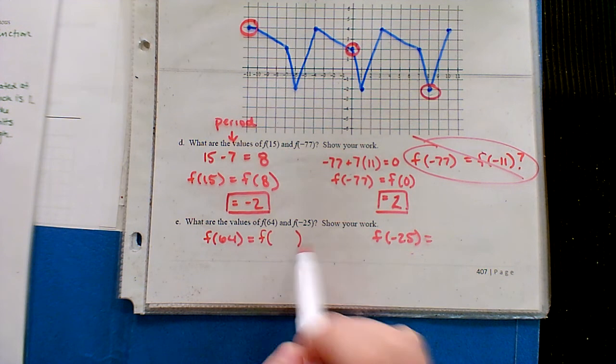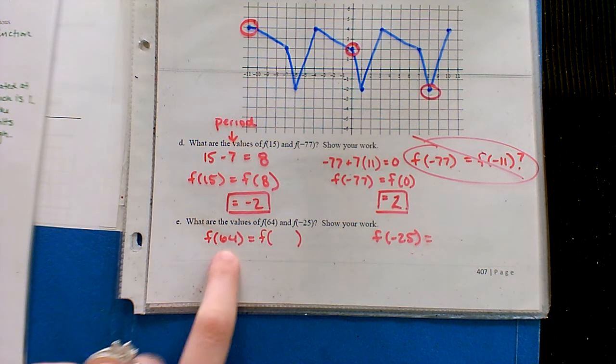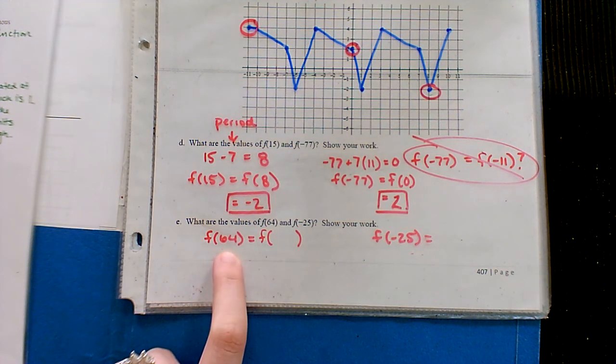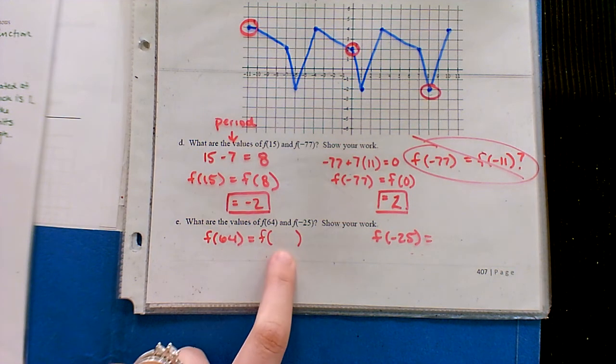Let's see, were we able to find a coterminal x value for 64? If you kept subtracting 7, where would you eventually land? You might have different values depending on how many times you subtracted 7. Did anybody find one?